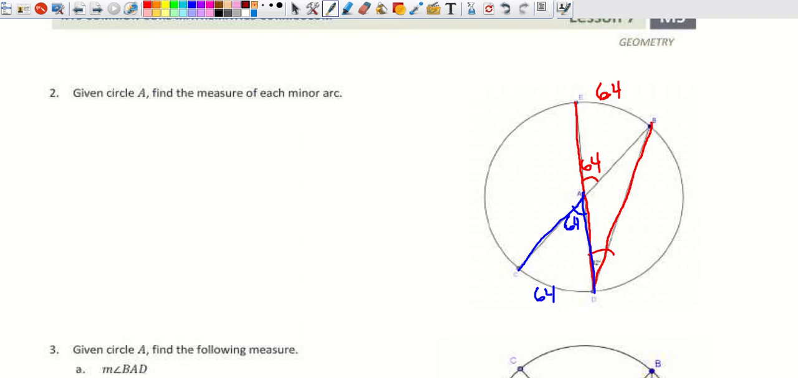And then basically from there, this arc creates 180 with arc EB. So this is going to be 180 minus 64, which is 116. And then this angle is 116. This angle is 116. So this arc is 116. And there's the measure of our arcs and angles.